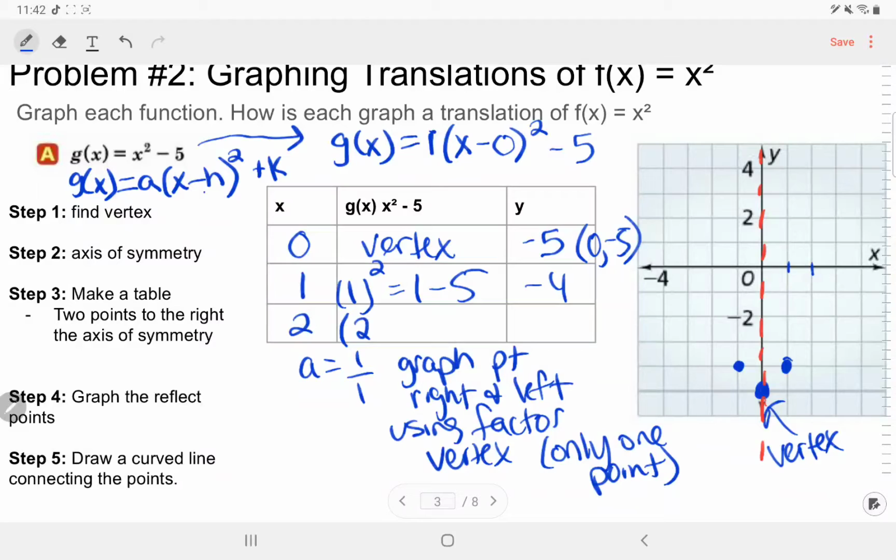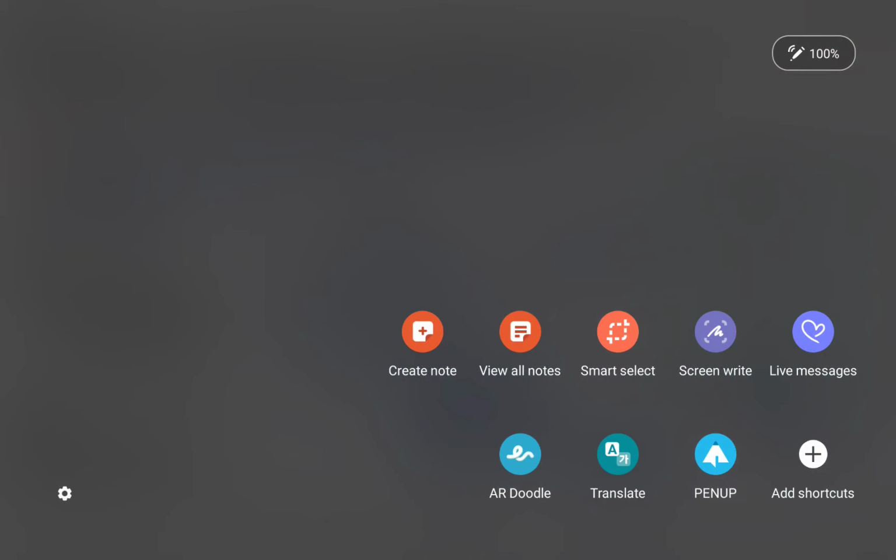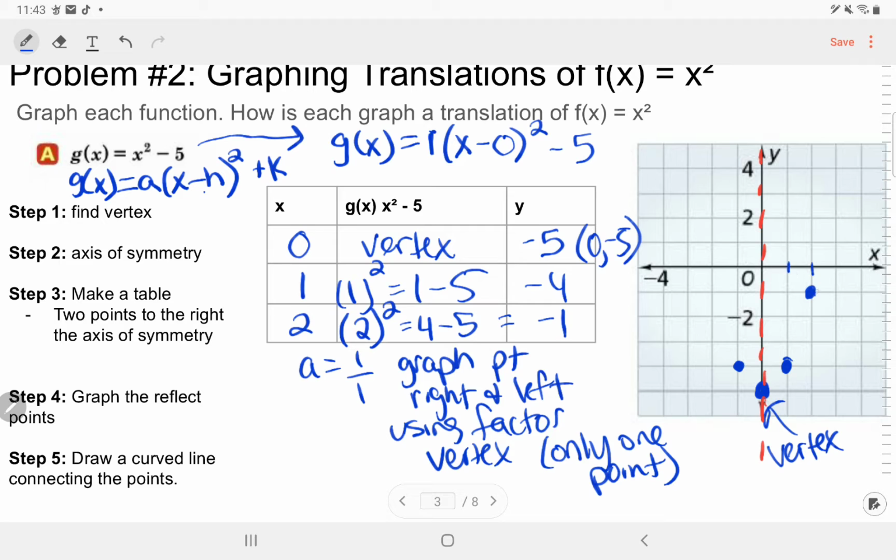So 2 goes in for x, so it's 2 squared, which equals 4. And 4 minus 5 is equal to negative 1. So I'm going to go right to 2, and I'm going to go down to 1. Now, I can graph my reflection point, so I notice it's 2 places away from my axis of symmetry, so go 2 in the opposite direction, and I can graph that point.